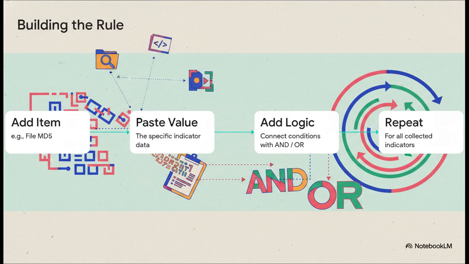The process itself is actually pretty straightforward. For each piece of evidence we found, we're just going to add it as an item into the editor. We'll paste in the specific value we found, like the MD5 hash, and then we connect them using some simple logic, either AND or OR. Then we just rinse and repeat for all our clues.